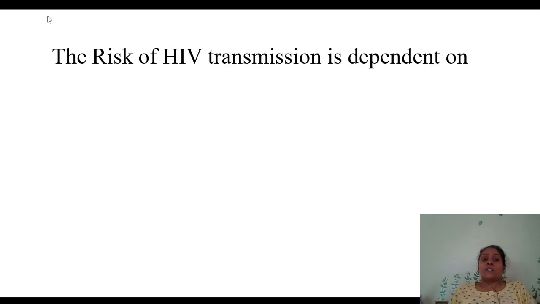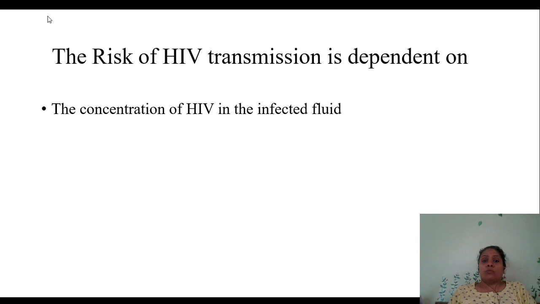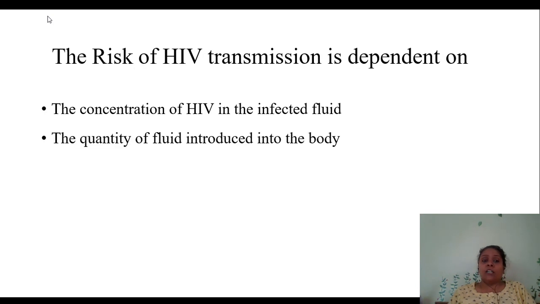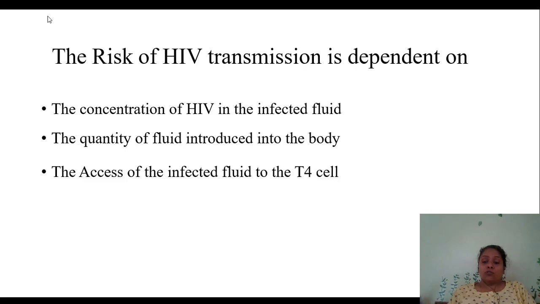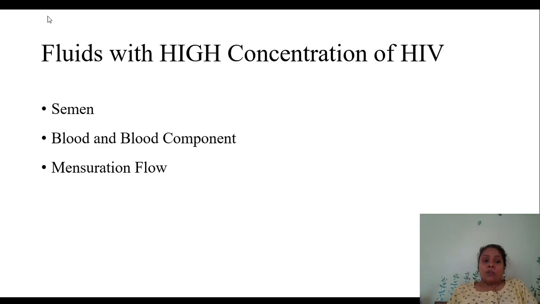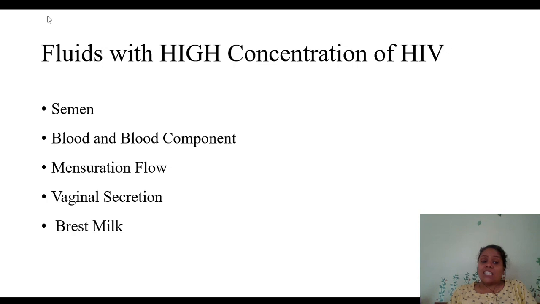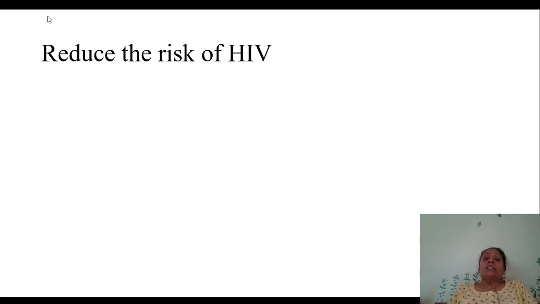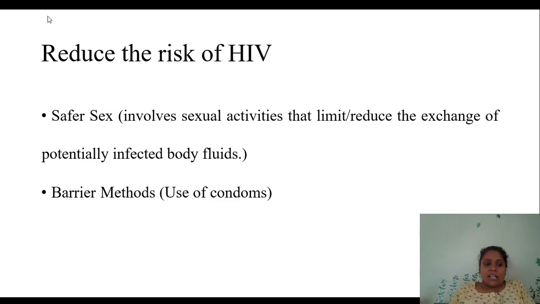The risk of HIV transmission depends on the concentration of HIV in the infected fluid, the quantity of fluid introduced into the body, and the access of the infected fluid to the T4 cells. The high concentration HIV fluids are semen, blood and blood components, menstrual flow, vaginal secretion, and breast milk. The risk of HIV can be reduced by the safer sex barrier method during sex.